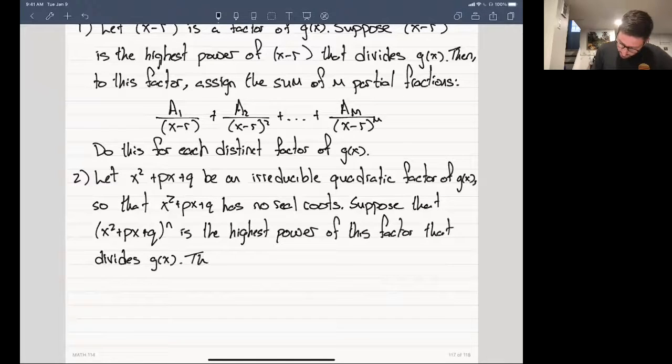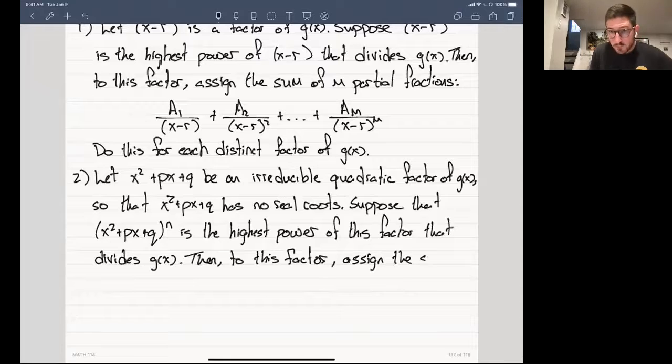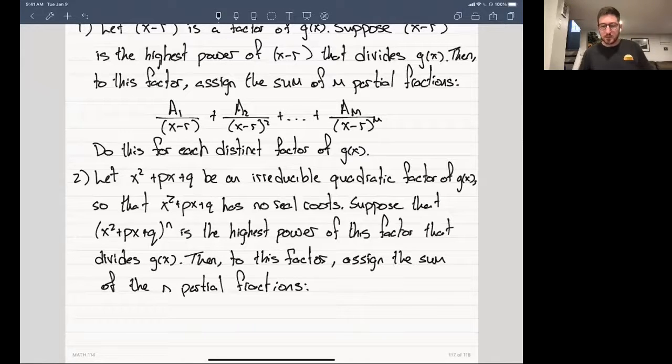Then we're going to do exactly the same thing. So let me show you. So to this factor, assign the sum of the n partial fractions, and it's not going to be as simple as case 1.